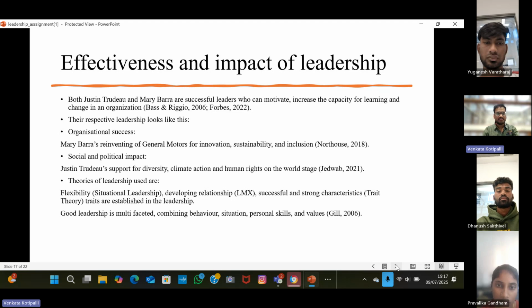Organizational success: Mary Barra's reinventing of General Motors for innovation, sustainability, and inclusion. Social and political impact: Justin Trudeau supports diversity, climate action, and human rights on the world stage, according to Zwap, 2021. Theories of leadership used are flexibility, situational leadership, developing relationships, LMX, and successful and strong characteristics, trait theory. Traits are established in leadership. Good leadership is multifaceted, combining behavior, situation, personal skills, and values, according to Guild, 2006.